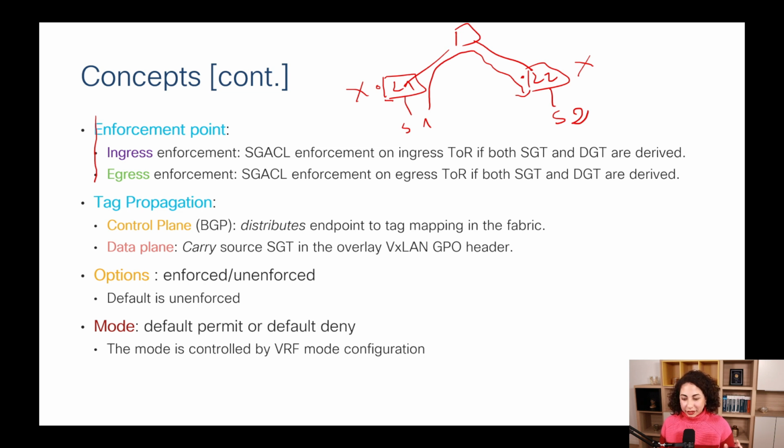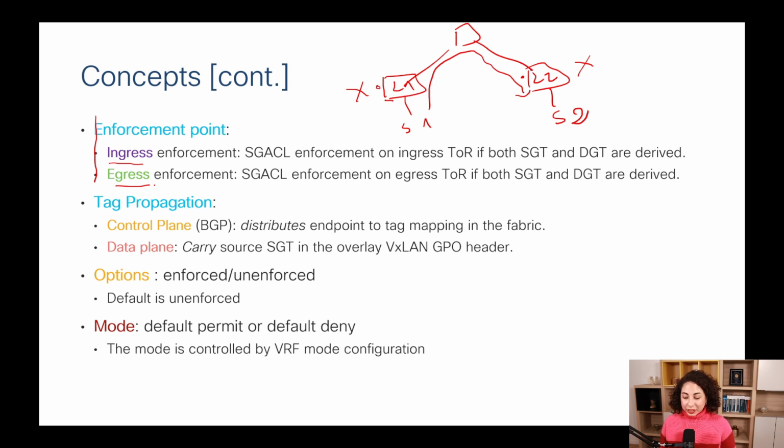For now, let's retain that, from a high-level perspective, both leaf 1 and leaf 2, so both the source leaf and the destination leaf, can be an enforcement point. When it is leaf 1, in our use case, it is an ingress enforcement. When it is leaf 2, it is an egress enforcement.